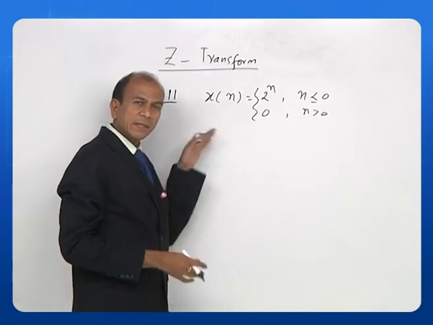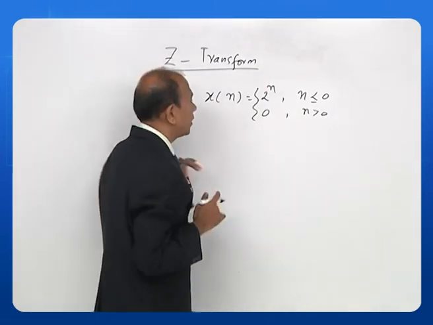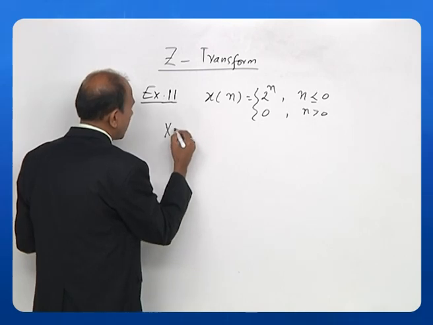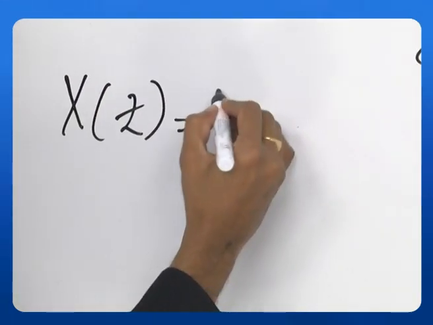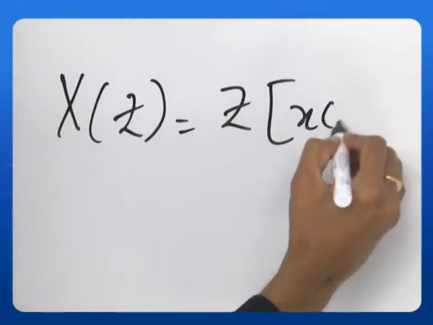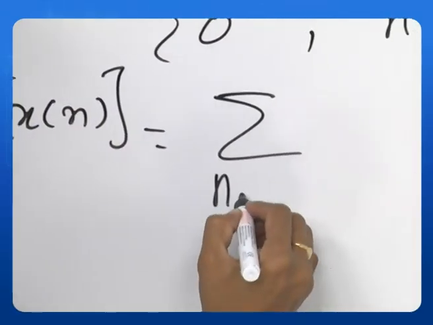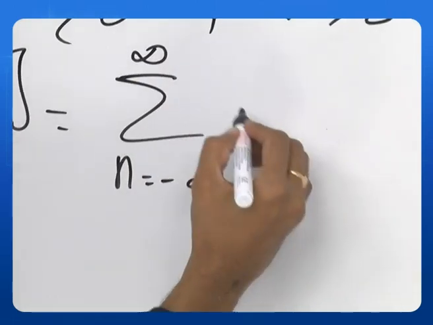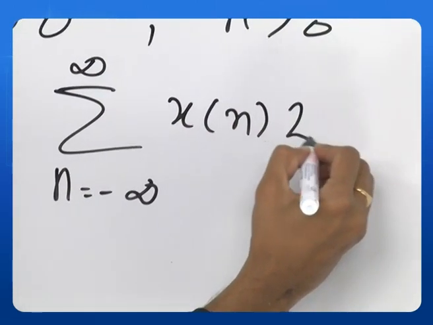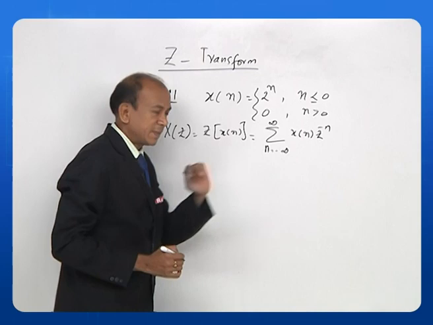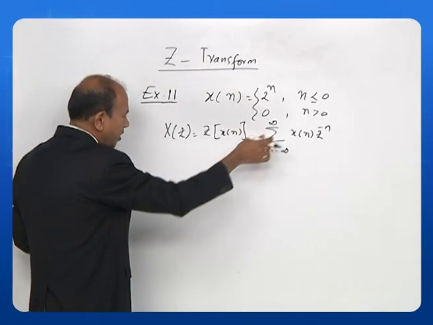As you are aware, this is again a left-handed side function, so we have to calculate that. So what is X of z for us? X of z is the z transform of x of n, that is given by summation n equal to minus infinity to plus infinity x of n z to the power of minus n. So let us substitute these values here.